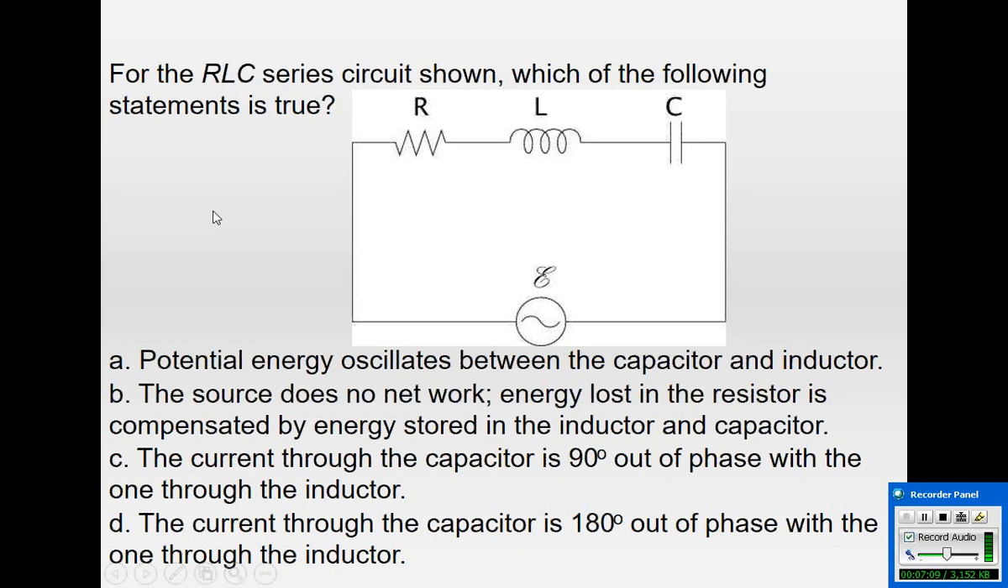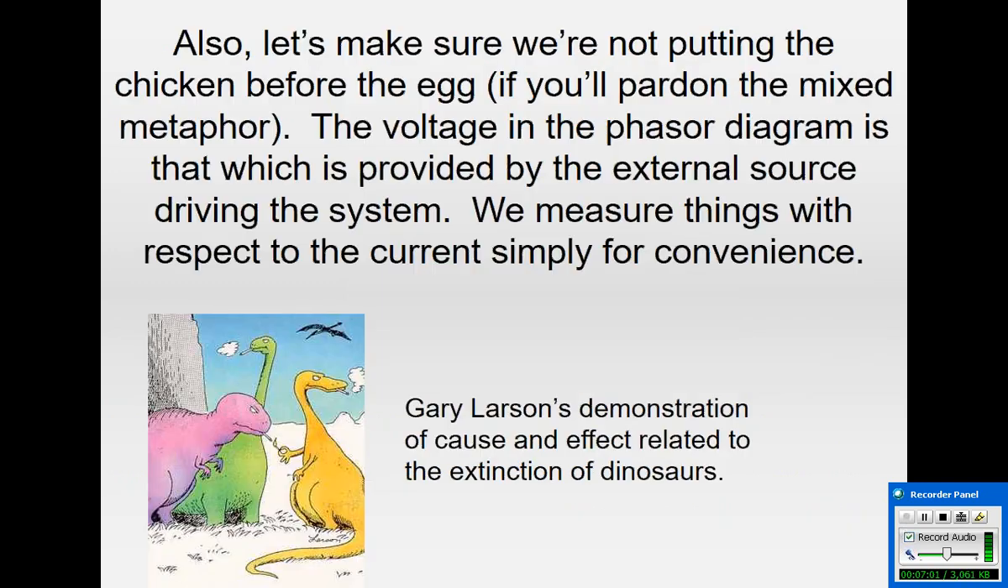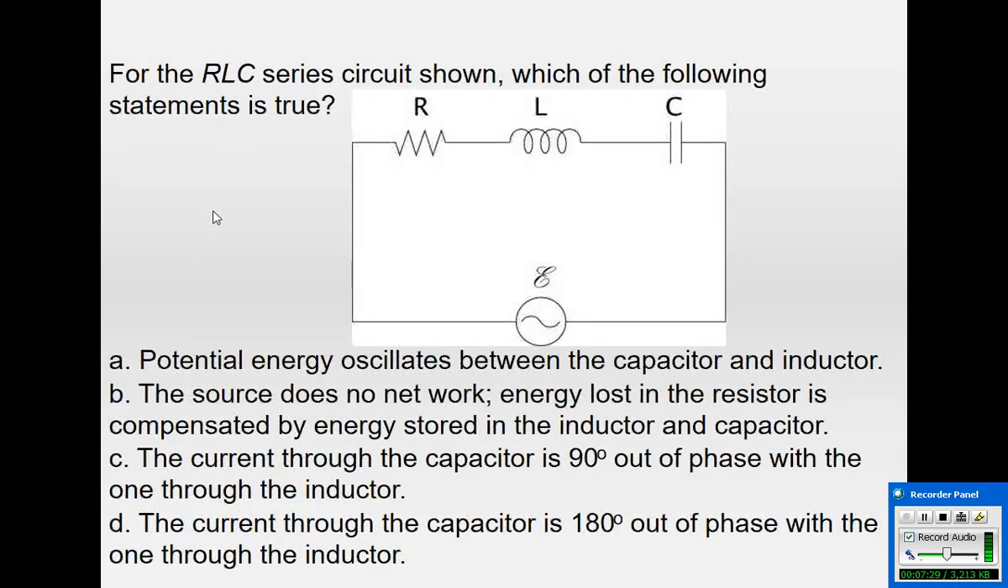Take a look at this question. We have an RLC circuit hooked up to an AC voltage source. And the question is, which of the following is true? Does the potential energy oscillate between the capacitor and the inductor? Does the source do no net work, energy lost in the resistor being compensated by energy stored in the inductor and capacitor? Is the current through the capacitor 90 degrees out of phase with the current through the inductor, or is the current through the capacitor 180 degrees out of phase with the current through the inductor? Think about it. If you have questions, ask at the start of class.